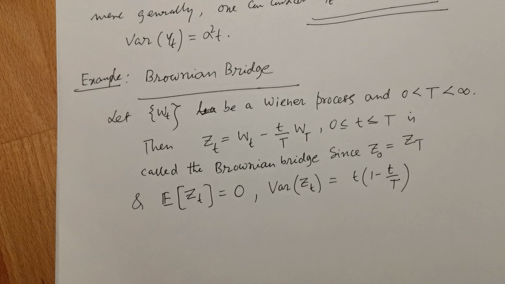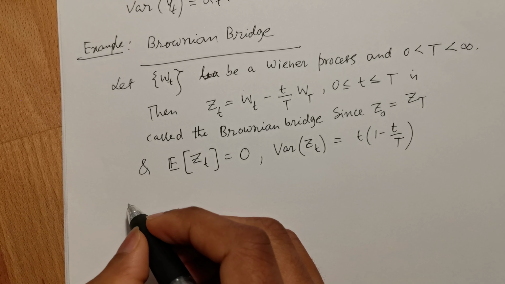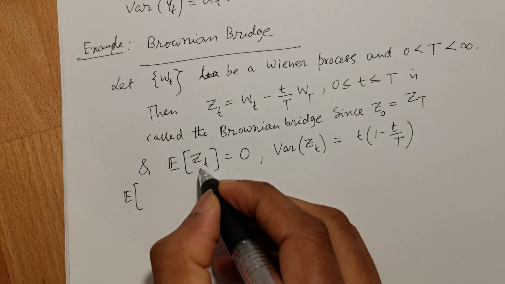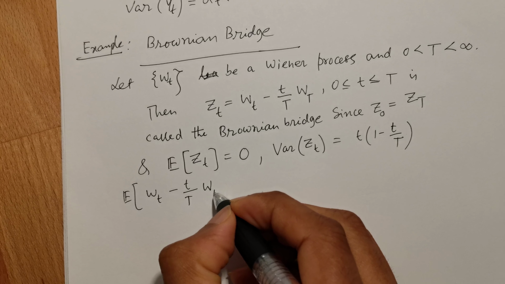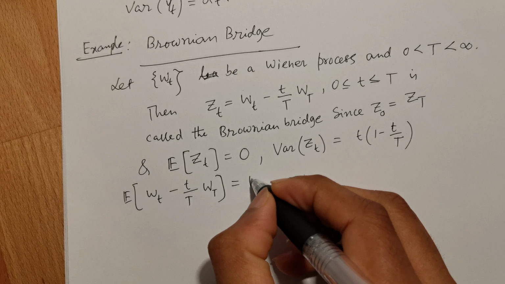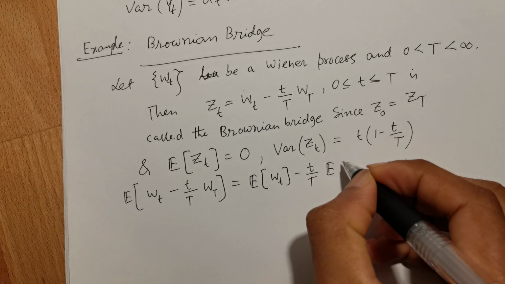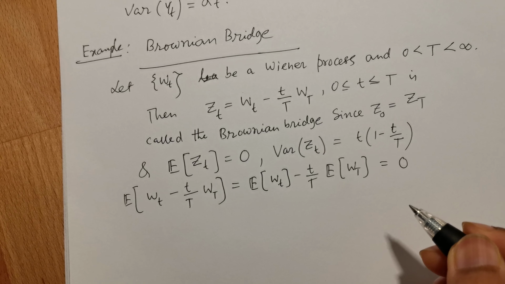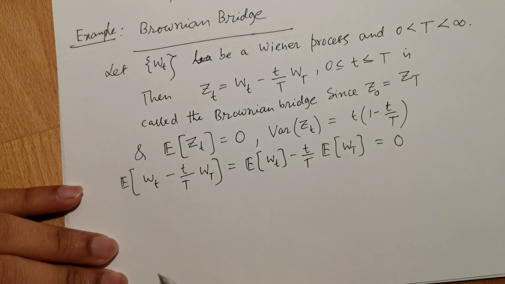Okay, so the expectation of Zt means Wt minus t over capital T, W capital T. So this can be written as the expectation of Wt minus t over capital T, expectation of W capital T. Now this is 0 because we know that the Wiener process has expectation 0, right?